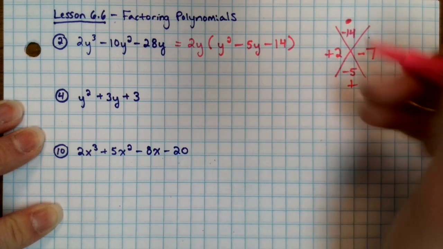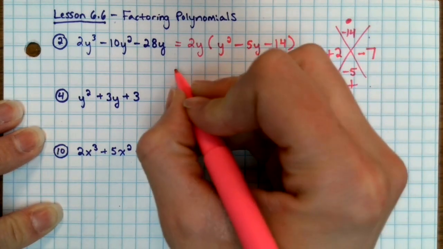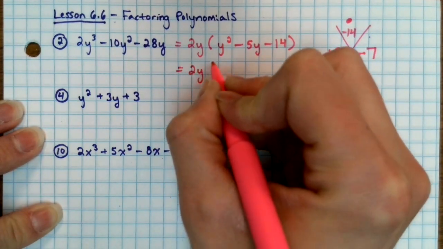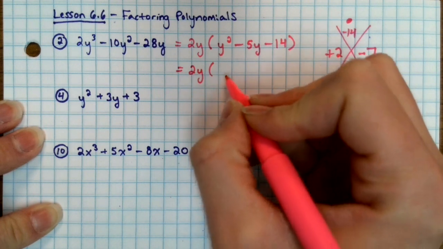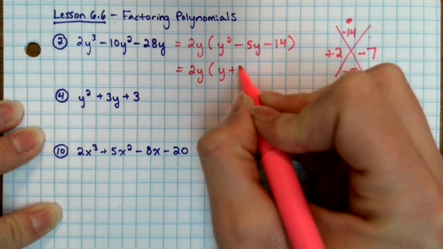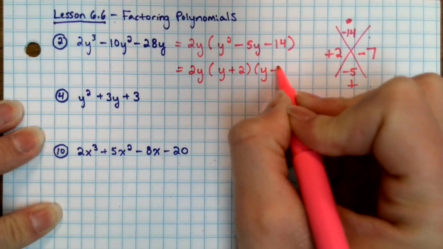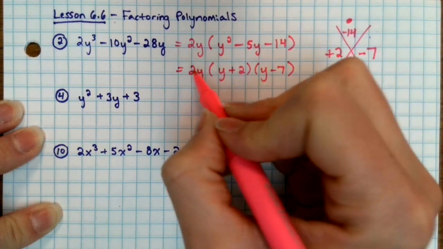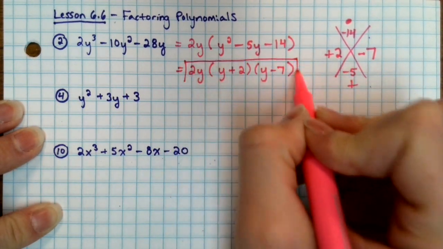And again, 2 times negative 7 gives me this negative 14, but then 2 plus negative 7 would give me the negative 5. So this trinomial here is going to factor into, still have the 2y out front, but this is going to factor into y plus 2 multiplied by y minus 7. And this would be our factored polynomial.